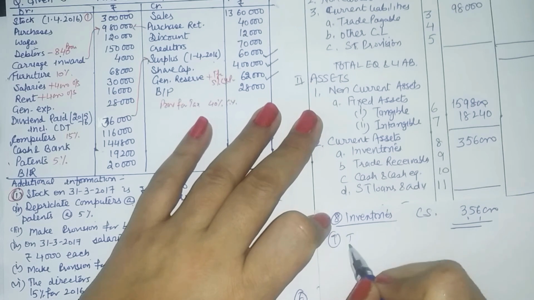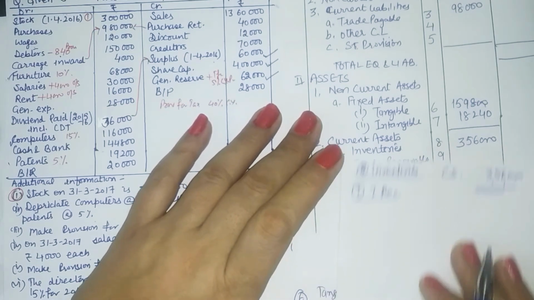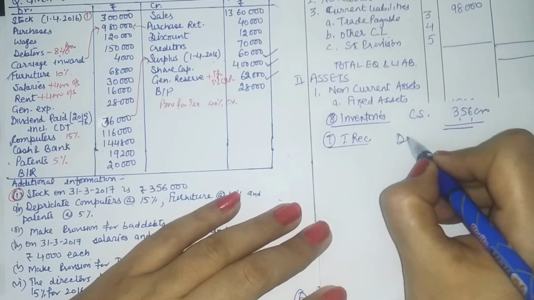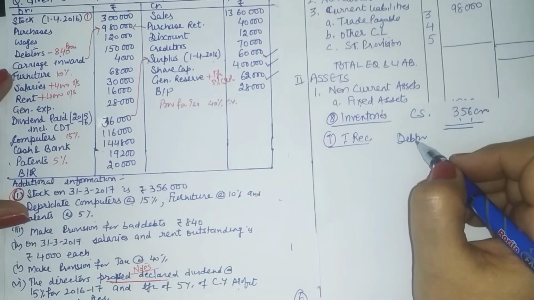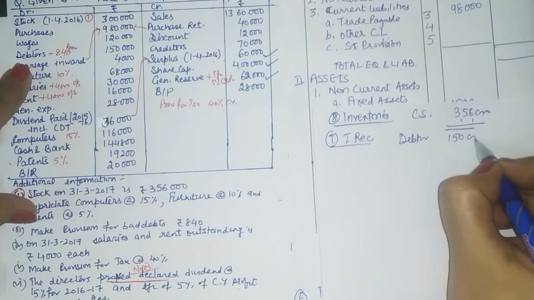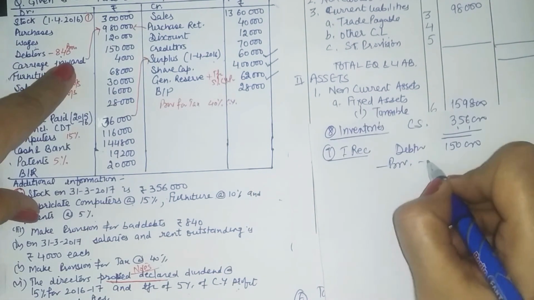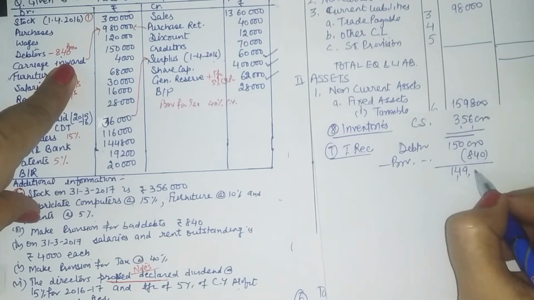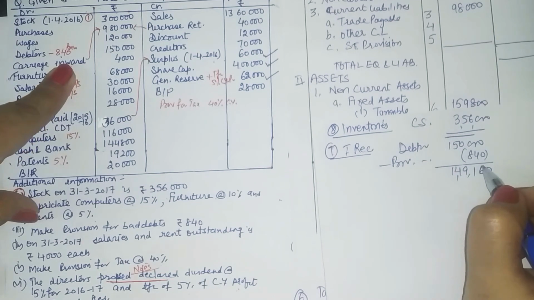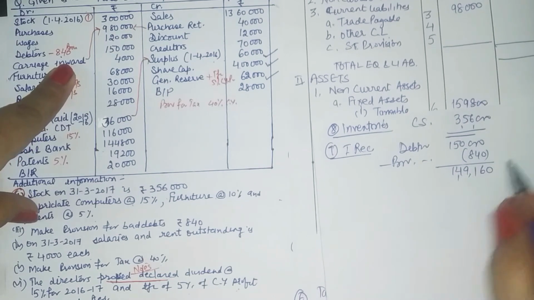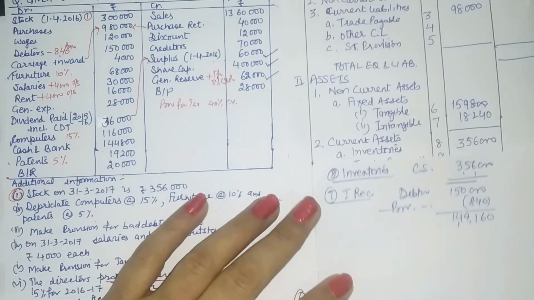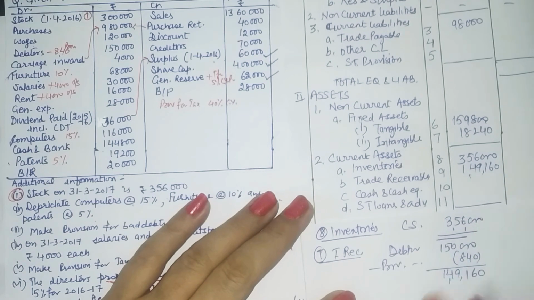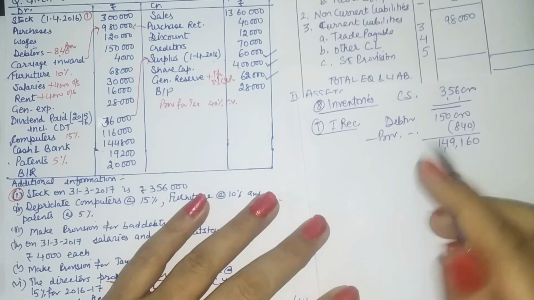Trade receivables. Your trade receivables include your debtors. So if we look here, debtors are 1,50,000, but we are to make a provision for bad debts of 840. So that makes it 1,49,160. All right. Now trade receivables 1,49,160. Then you have cash and cash equivalents.